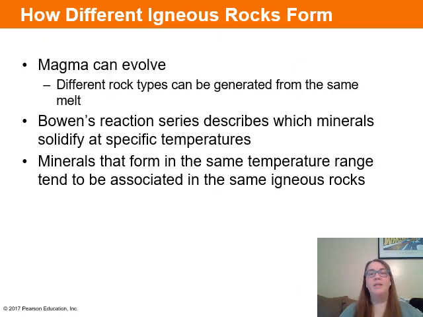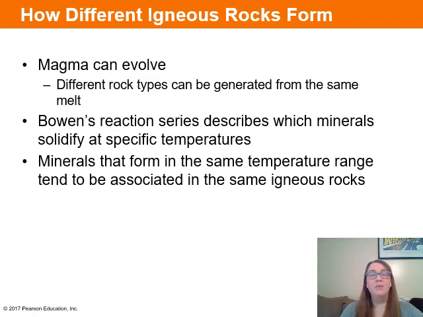So we can see that igneous rocks can form from different types of magma. And we can have different types of rock forming from the same type of magma. And this is because magmas evolve over time. And we're going to see something called Bowen's reaction series developing, which is going to tell us in which order minerals are going to start developing as we go from really hot magma or lava, and then it starts cooling down over time. So we're going to see that there are specific temperature ranges that certain minerals form in.